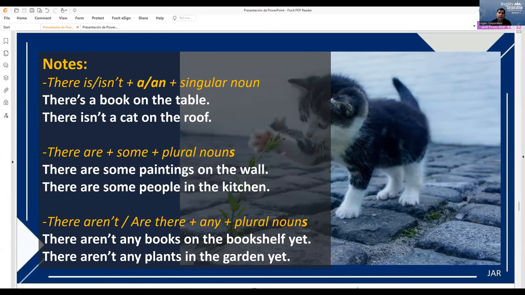Okay. Any negative and questions? Is there any money in my wallet? No, there isn't any money in my wallet. Are there any people in the park? No, there aren't any people in the park. So you put them in that one.